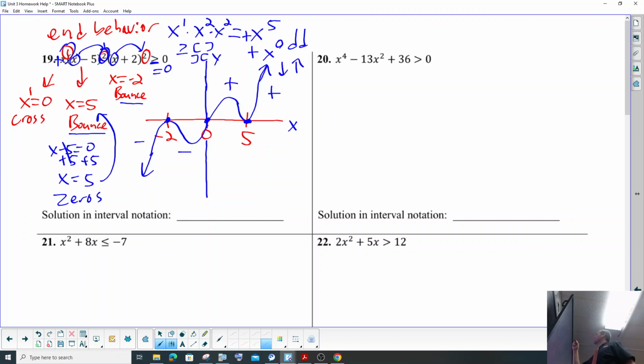Well, take a look. It's greater than or equal to 0. And since it's greater than or equal to 0, that's going to be all numbers that are positive. So we're going to focus on just the positive numbers as well. Don't forget the x-intercepts, because those work, because it's equal to 0. Don't forget equal to 0. Okay, so that means -2 counts in our interval notation.